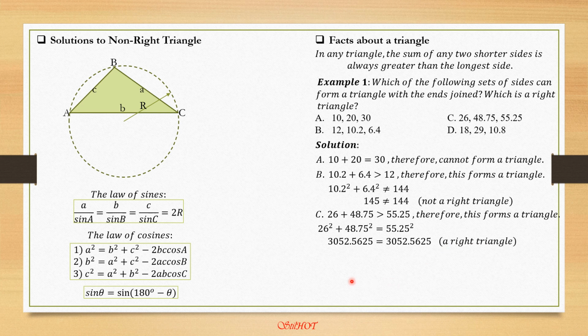Then letter D, the shorter sides are 18 and 10.8. 18 plus 10.8 is less than 29. Therefore, this cannot form a triangle. So that's it for this situation.